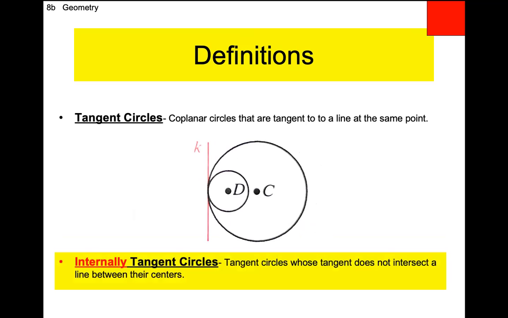The definition of internally tangent circles is circles whose tangent does not intersect the line between the centers. And like I said, what the heck, I don't need that red line. These are the internal ones, and the other ones are the external ones. All right, there's your confusing terminology.